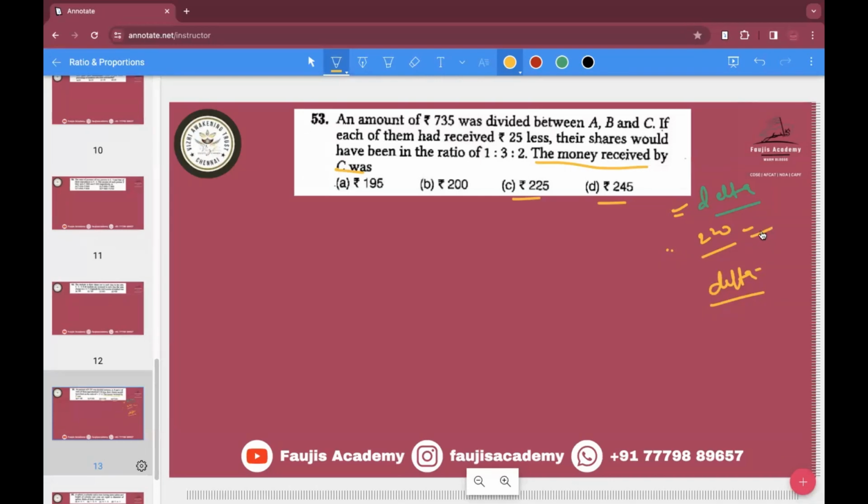Sir, I think 220 was the final amount C got, and 240 is the previous amount C got. So 220 is the final amount, then how come 240 will be the answer? You have to add 20. 245, sir. 245 is the answer. Yes, okay, so 245. Guys, really, don't make these silly mistakes.